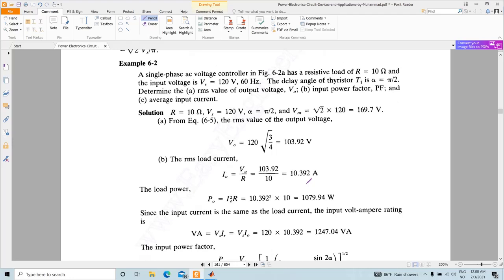Okay, so here is another numerical problem. It is exactly the same one like before. It says that the load resistance is 10 ohm and the input voltage is 120 volts, 60 hertz. The delay angle in the thyristor alpha is pi/2, that means it's 90 degree. Determine the RMS value of the output voltage V out.